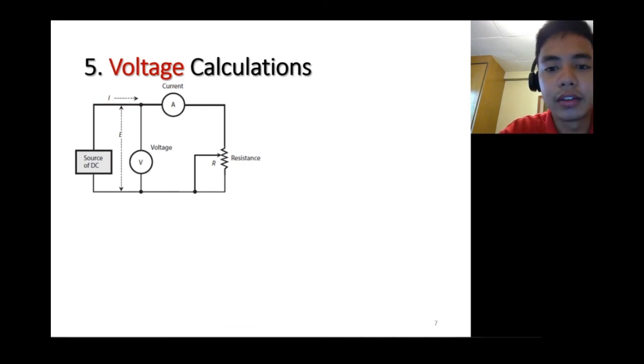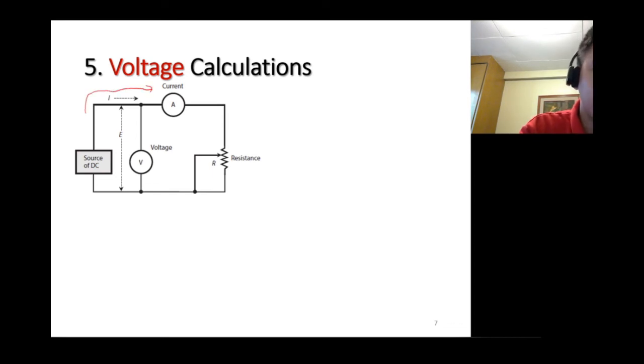Let's proceed to voltage calculation, with the same circuit actually. You might wonder, sir, how come there's no current flowing in this direction? It's a very good question. Actually, the voltmeter has a very high resistance.